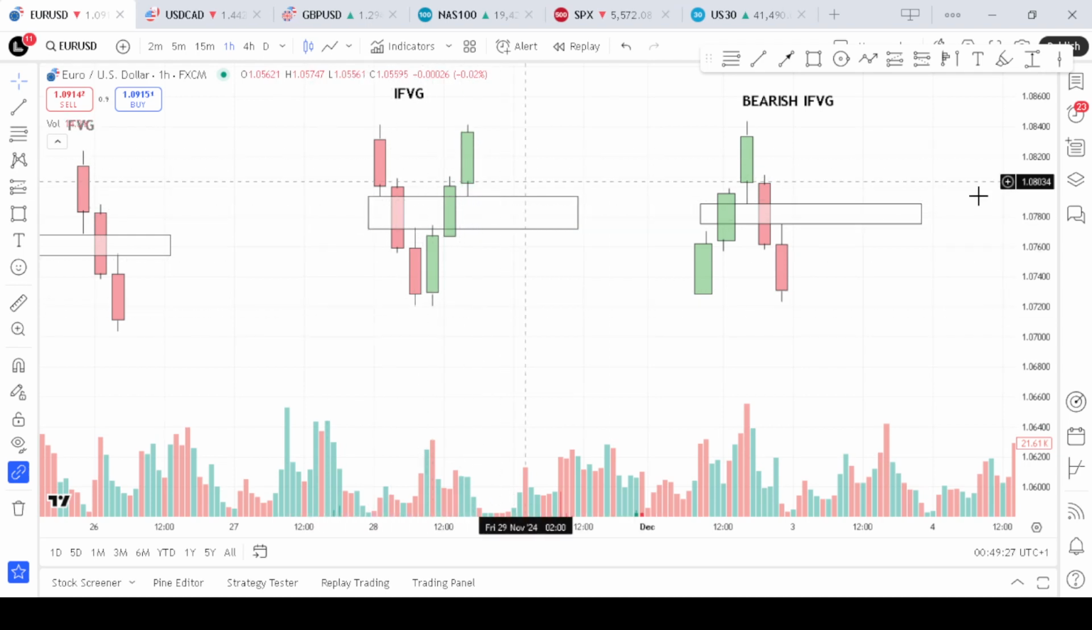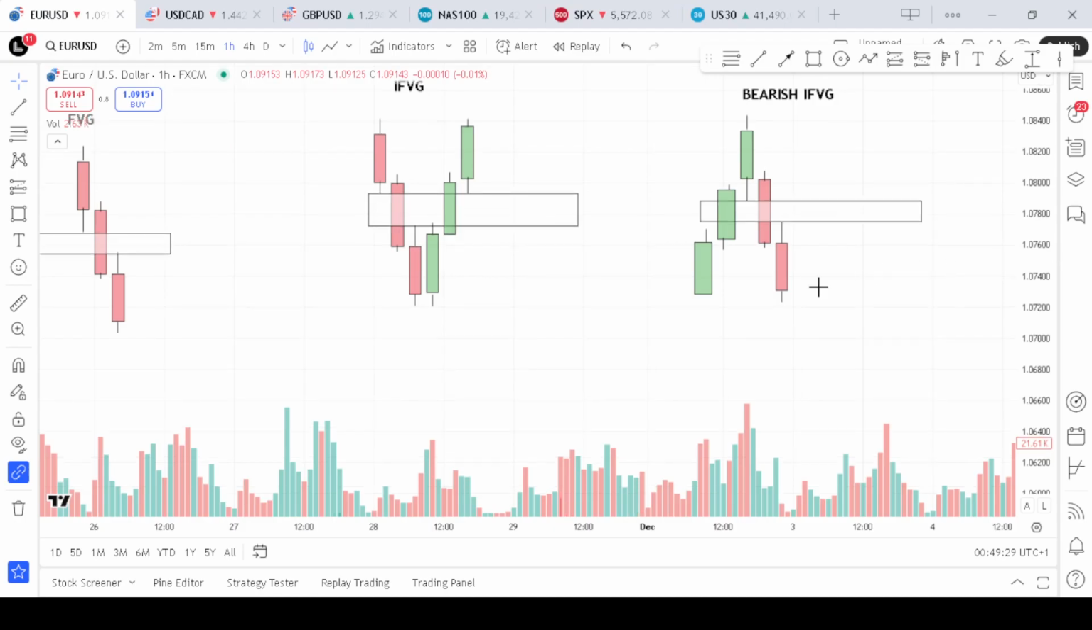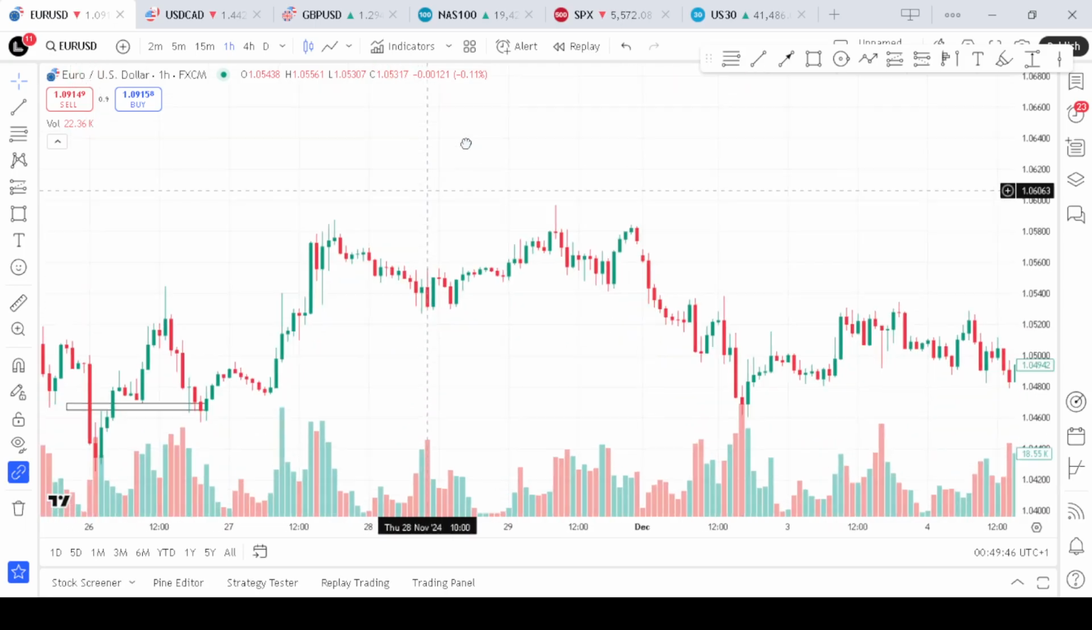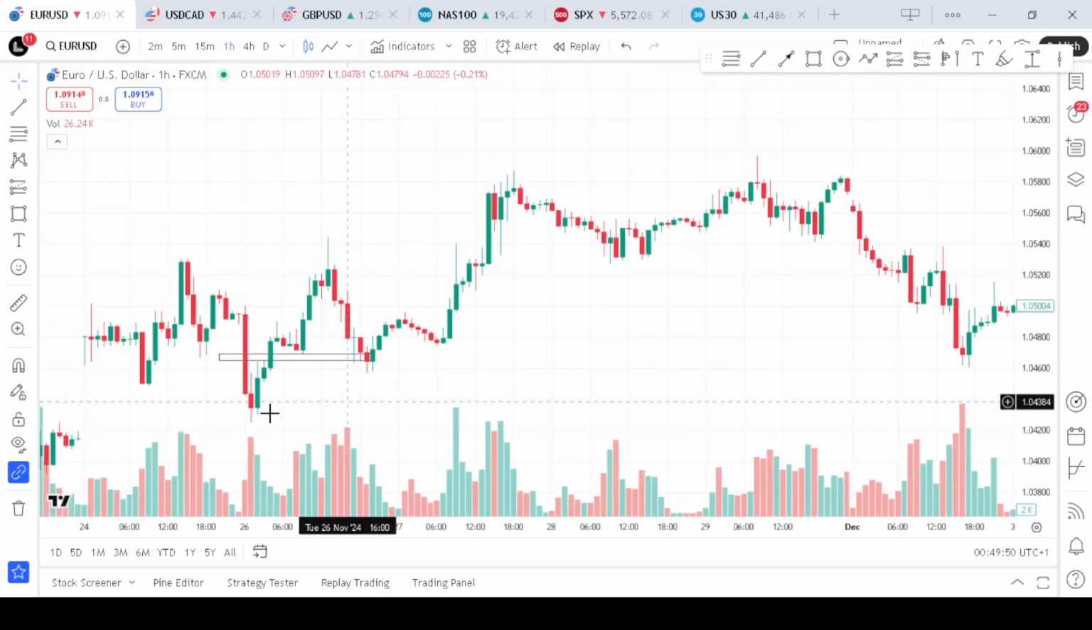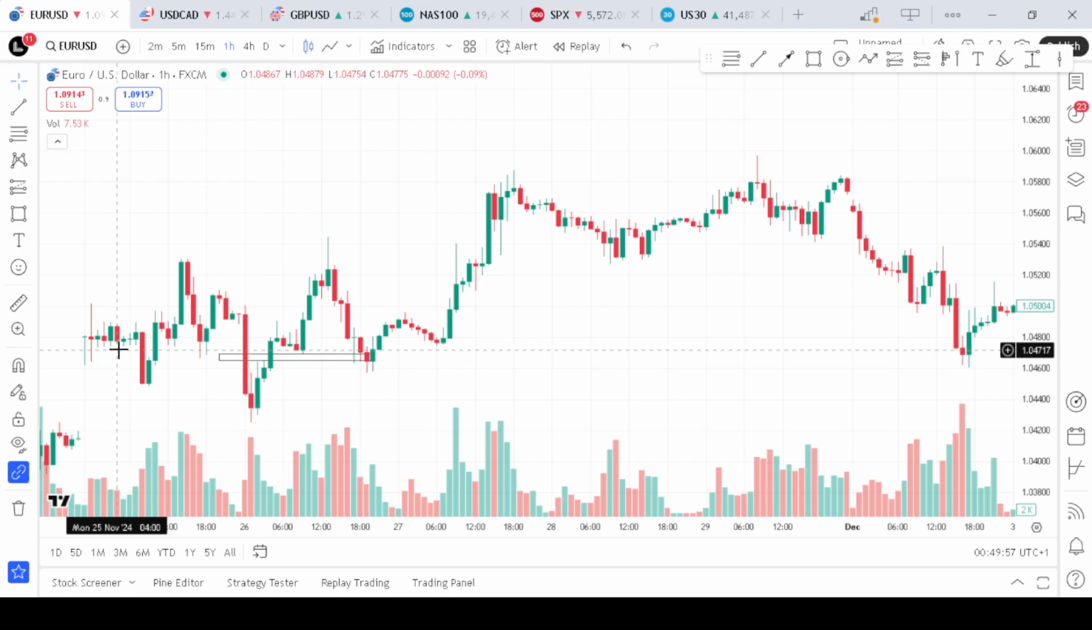Now these are areas where we can find this IFVG. We can also find it at a premium versus discount zone. We can also find it by paying attention to market structure shifts. When we notice market structure is shifting, like in this area, we can find this particular IFVG.